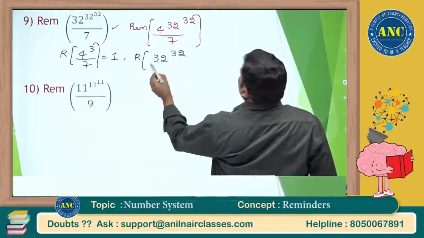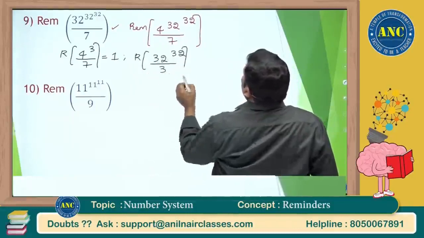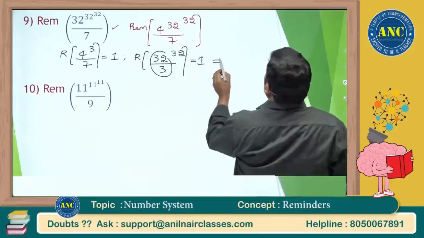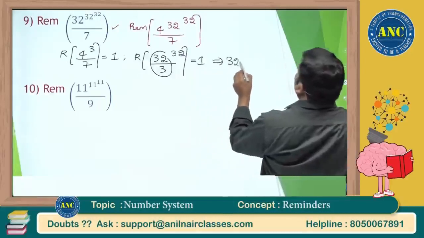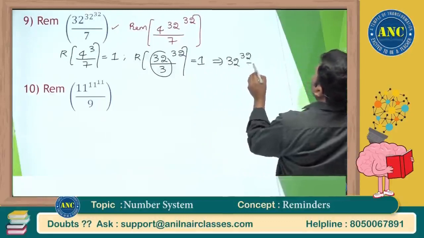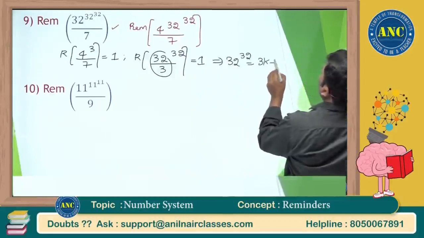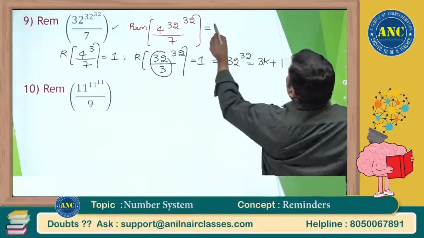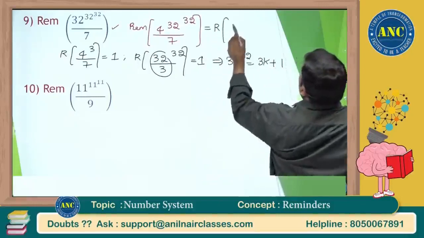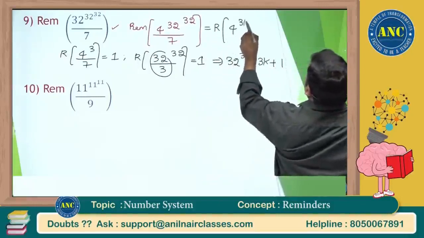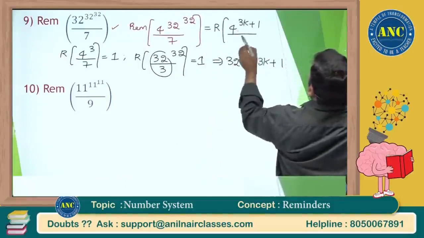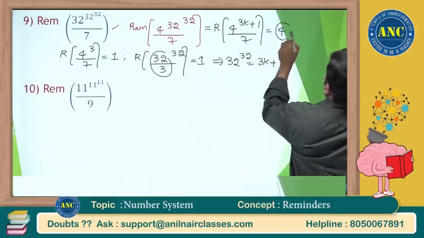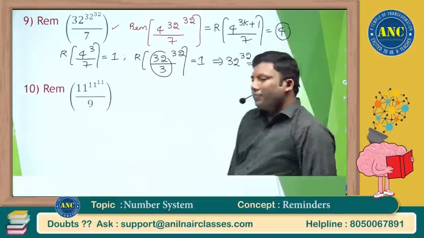32 power 32 divided by 3. 3 11s are 33, minus 1 power even, plus 1. So 32 power 32 is nothing but 3K plus 1. Dividend equals divisor into quotient plus remainder. Remainder 1, 4 power 3K plus 1 divided by 7. So 4 divided by 7, answer is nothing but 4.